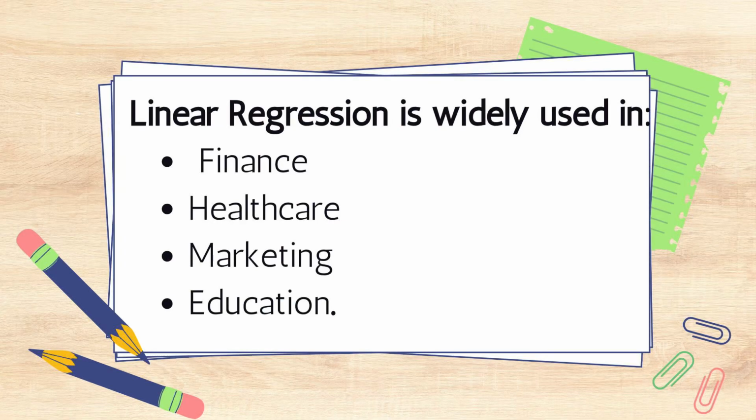So linear regression is widely used in finance, since it predicts stock prices or market trends based on historical data. Also in healthcare, since it predicts patient outcomes like recovery time based on treatment factors. Next is in marketing. It helps businesses forecast sales by analyzing advertising spend. Lastly, in education, since it evaluates factors that influence academic performance, which brings us to a real-world example. So let's move forward to the real-world scenario.